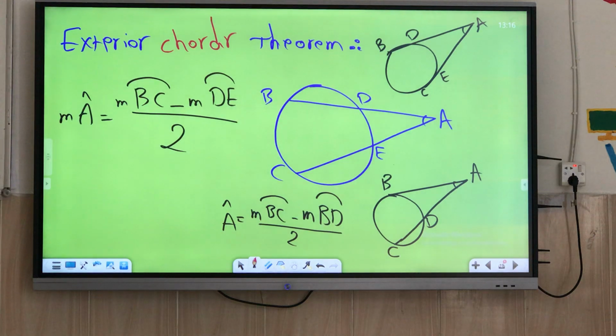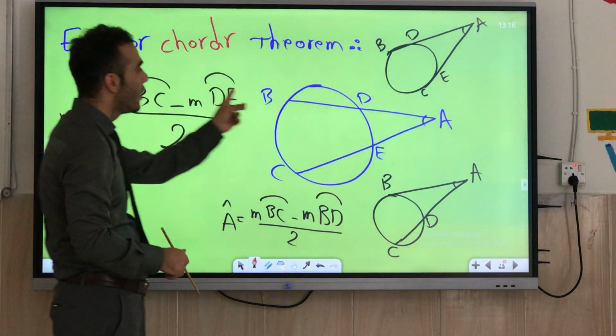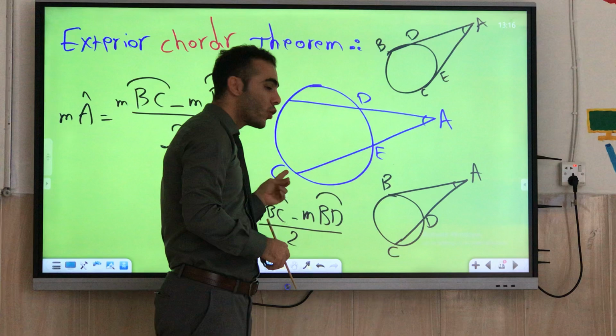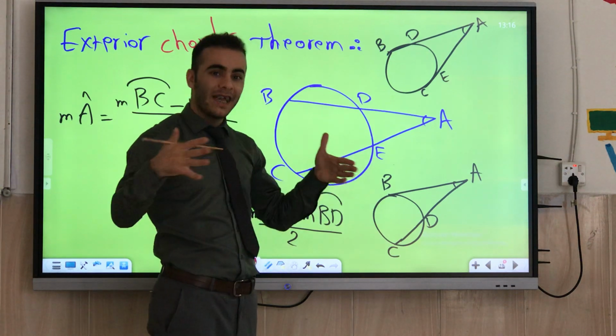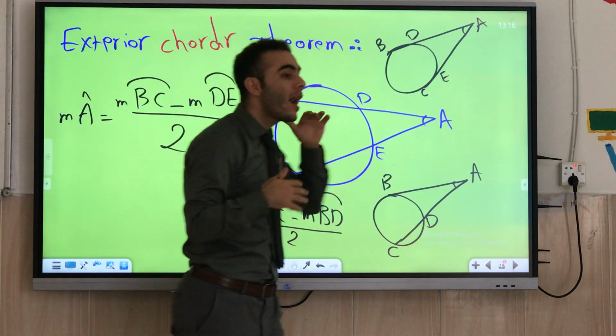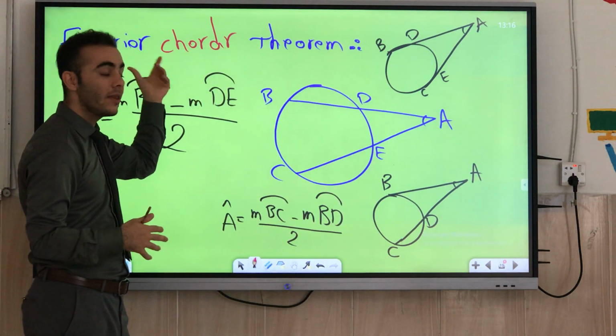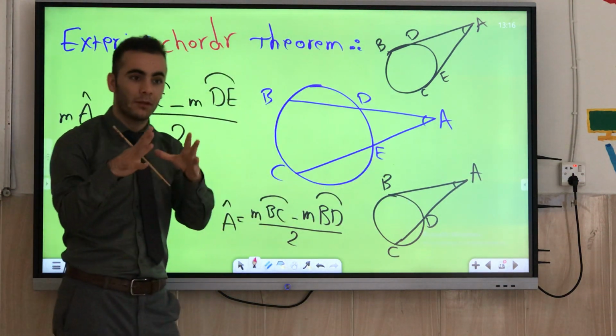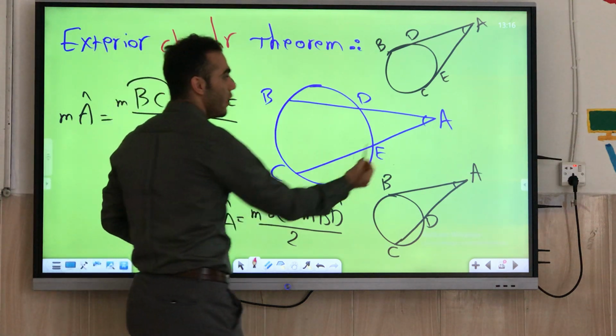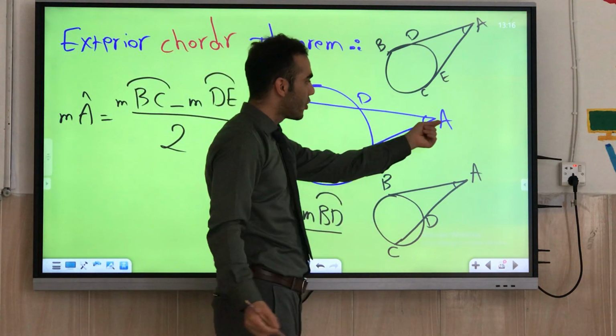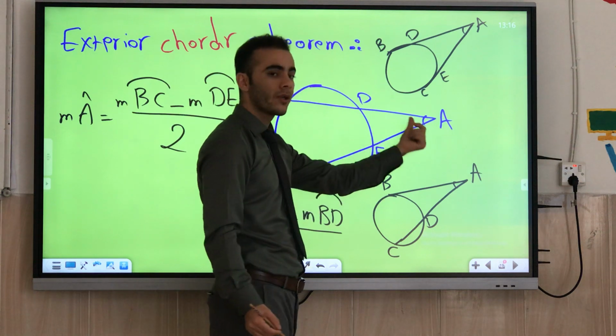The exterior chords theorem says that we have two chords of this circle that intersect each other outside of the circle. That's why we call them exterior. The point of intersection is out of the circle. As you can see, the point of intersection here is A, and it is out of the circle.